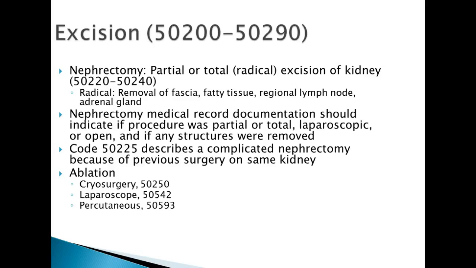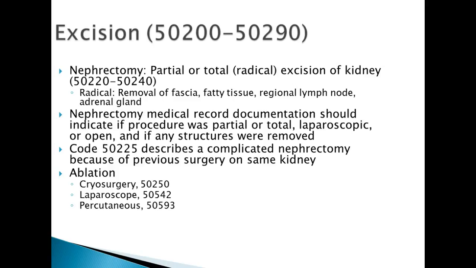There are excision codes in the kidney subheading for biopsy, nephrectomy, which is removal of the kidney, and removal of a cyst. The biopsy codes 50200 and 50205 are based on the approach, either percutaneous, meaning through the skin, or by surgical exposure of the kidney. A nephrectomy is the removal of a kidney, either partial or radical. A radical nephrectomy includes the removal of the fascia and surrounding fatty tissue, regional lymph nodes, and the adrenal glands.